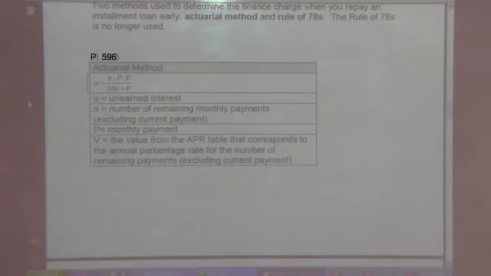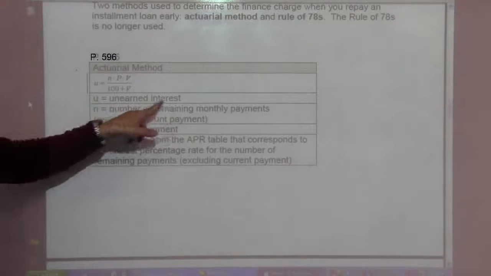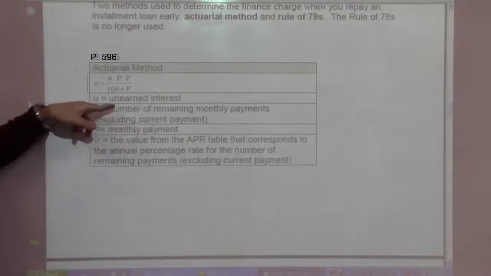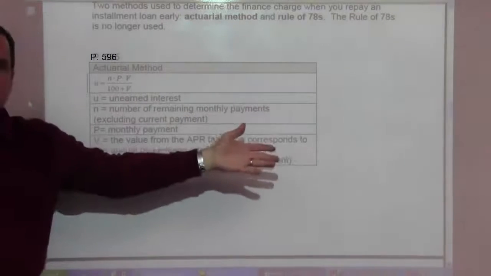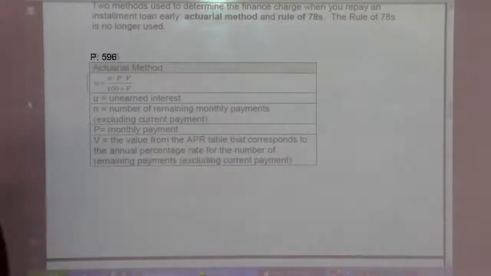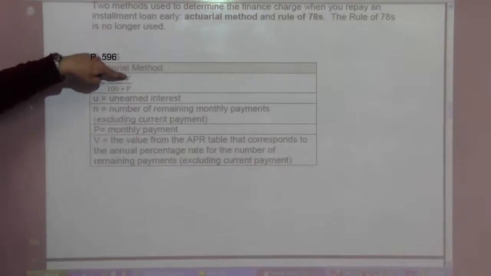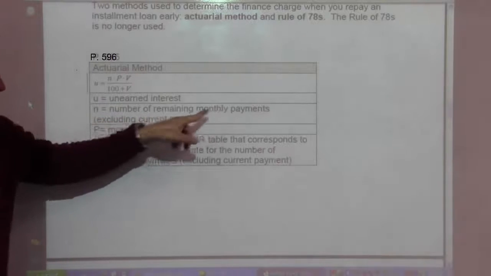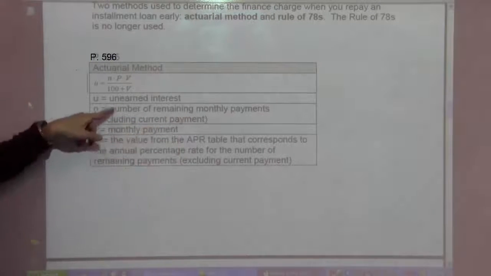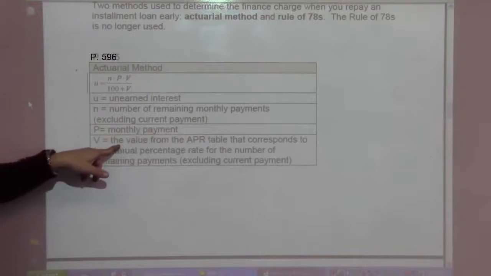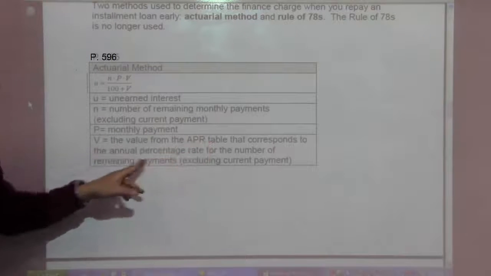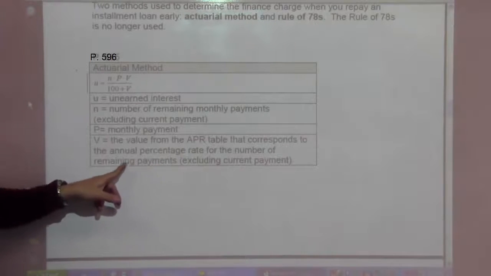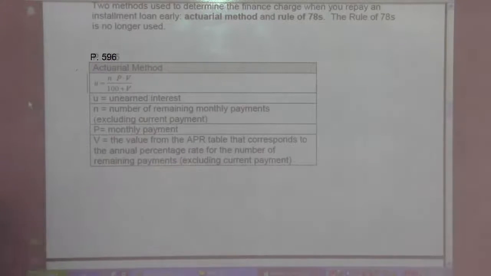The formula is U, which is the unearned interest. You have to find out the unearned interest, so someone's not going to have to pay interest on the whole thing. It's not like you just add up all the payments; you want to know what the balance is. U equals N times P times V over 100 plus V. N is the number of remaining monthly payments, excluding the current payment. P is the monthly payment. V is the value from the APR table that corresponds to the annual percentage rate for the number of remaining payments, not the original amount, the number of remaining payments excluding the current payment.